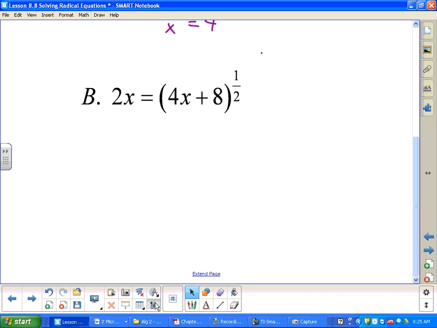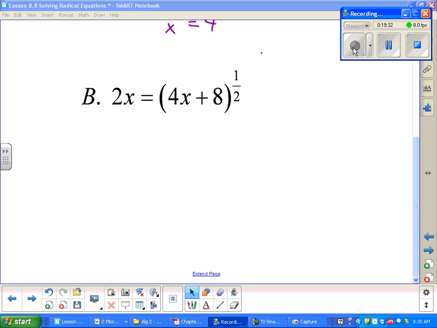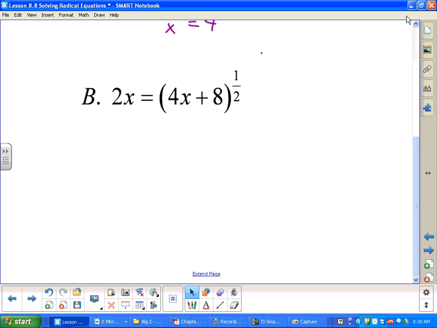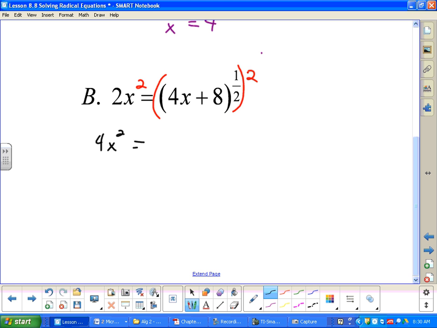All right, so you guys go ahead and do this one. Okay, so we square both sides. So we've got 4x squared equals 4x plus 8. So we get everything on the same side, so we're going to subtract 4x plus 8. So we get 4x squared minus 4x minus 8 equals 0.